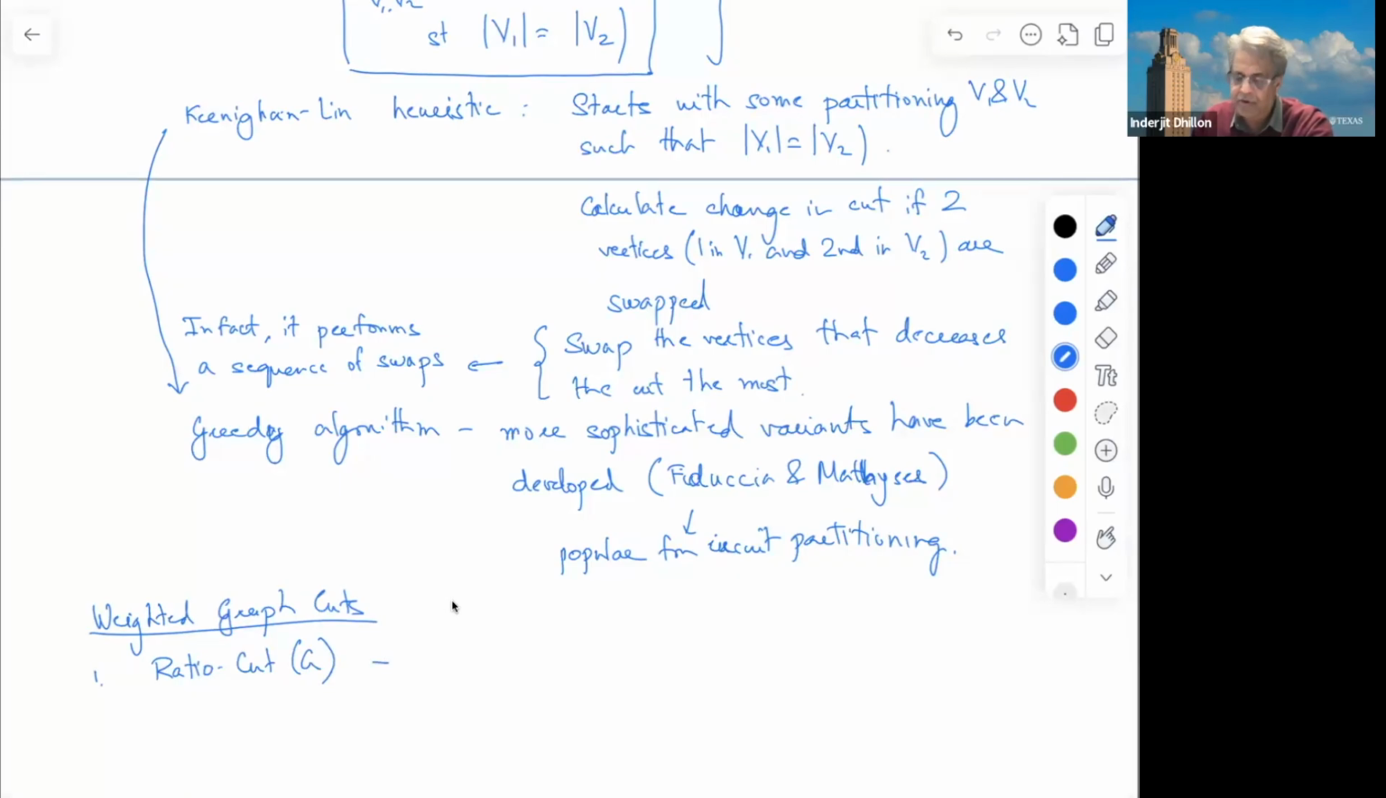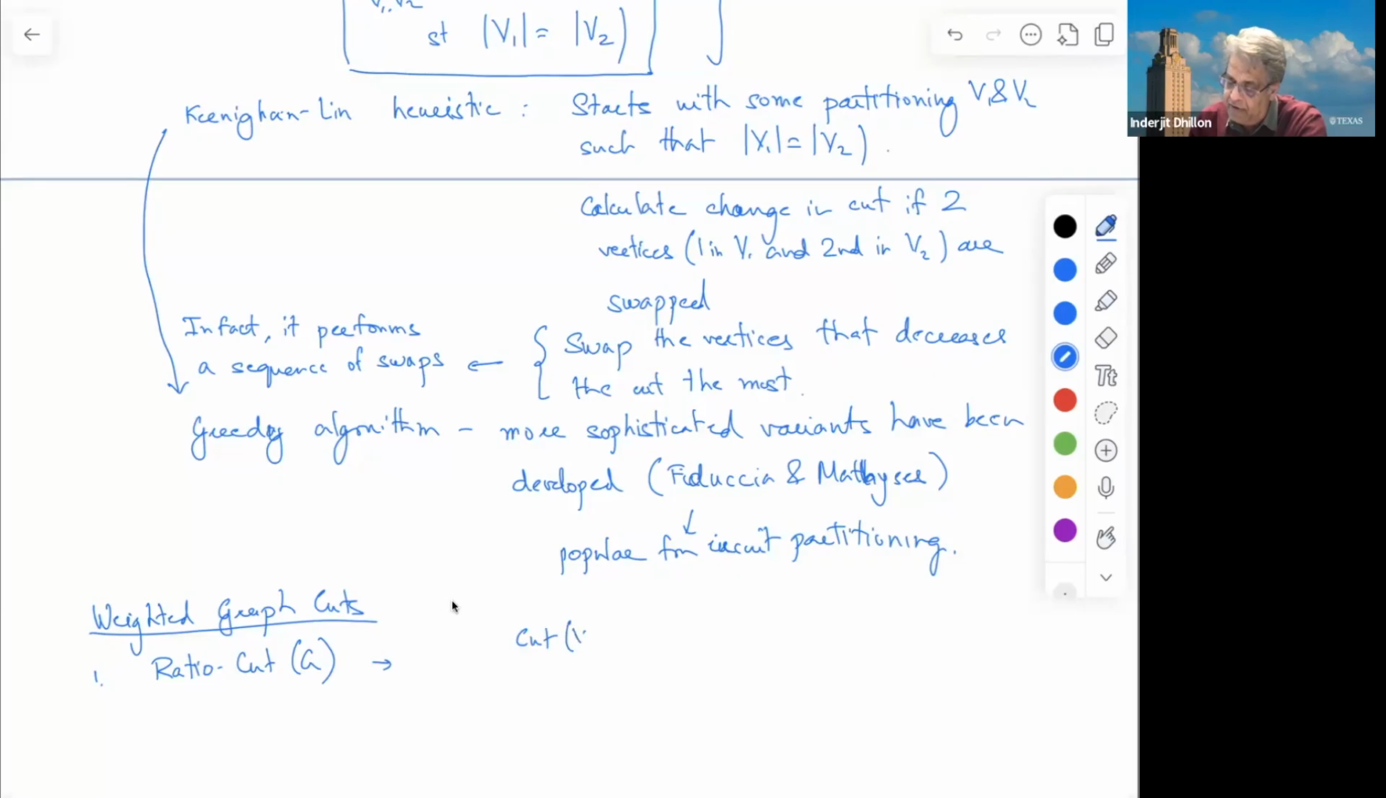And let me just write down the ratio cut criterion. So remember, we started off saying that you can actually minimize the cut. And the second part we said was we'll minimize the cut subject to exact equality. So there are two extreme ends, and ratio cut is somewhere in the middle. So it is not going to explicitly enforce the size of the vertices in each of the partitions, but it's going to give a criterion which is the following.